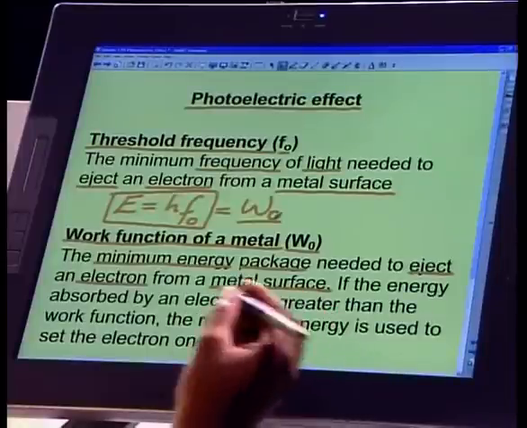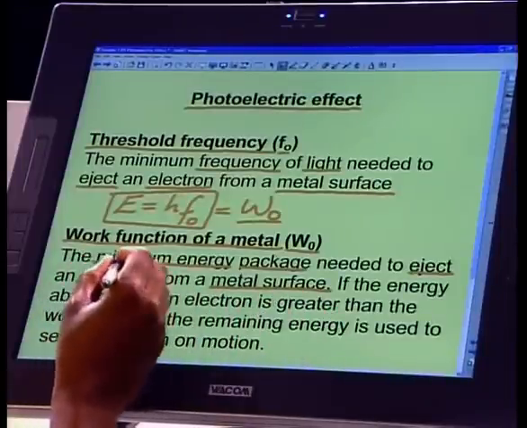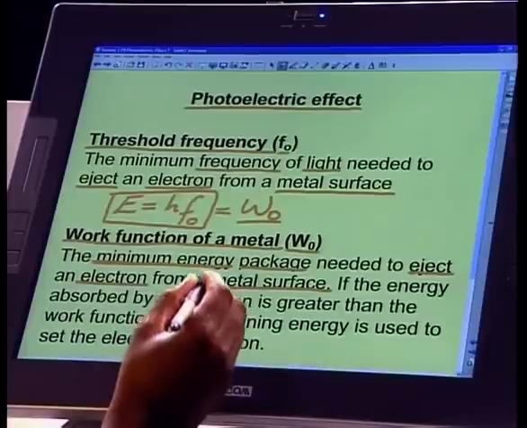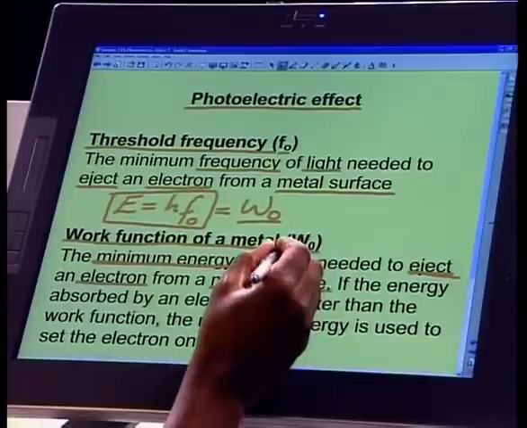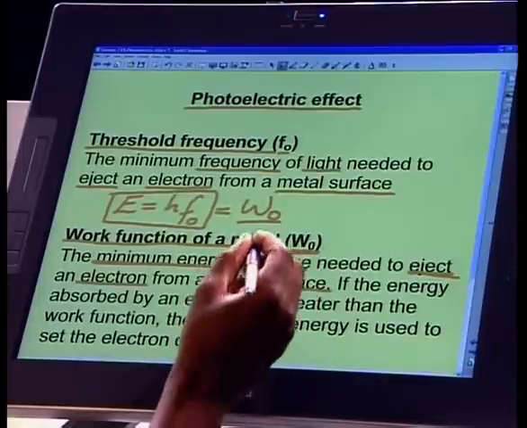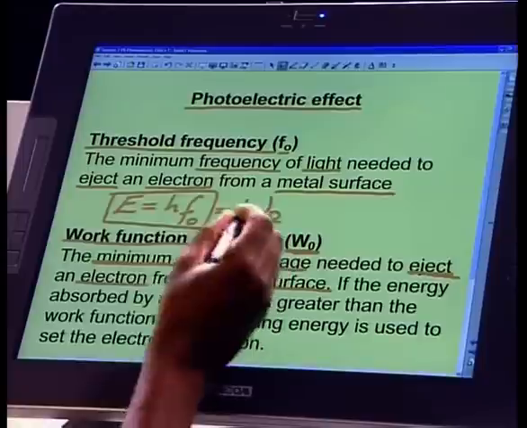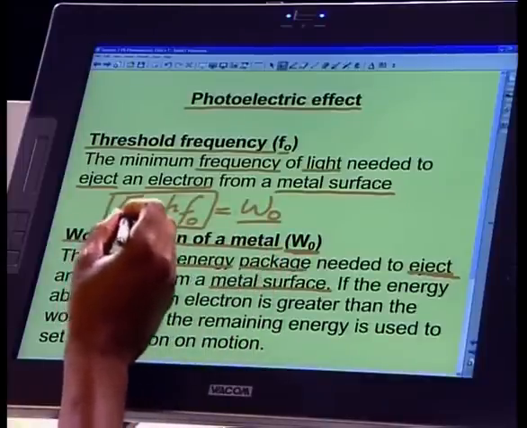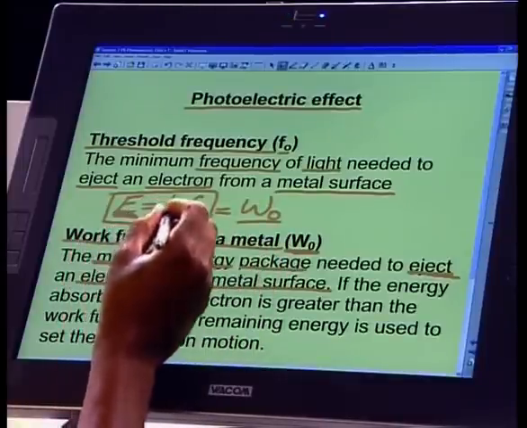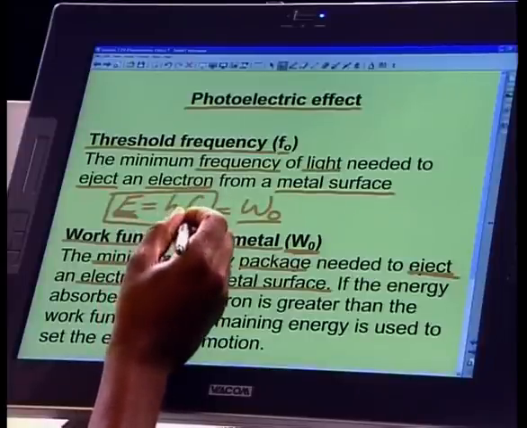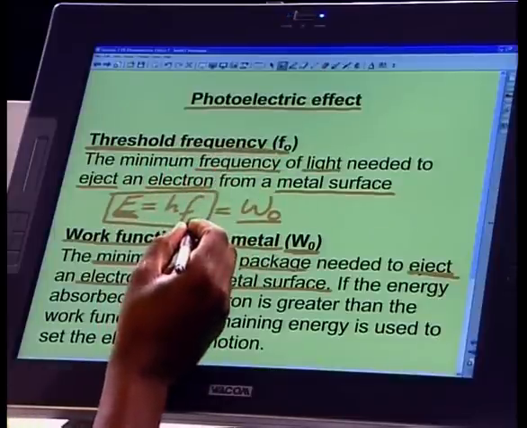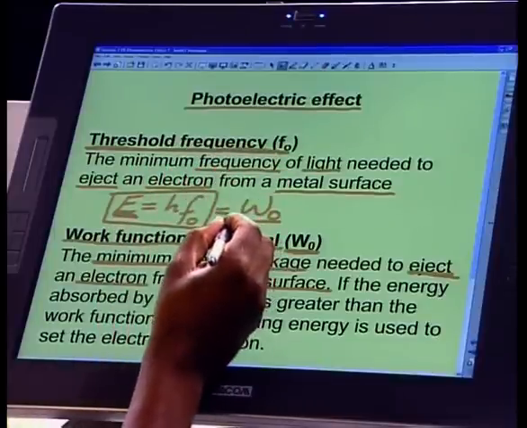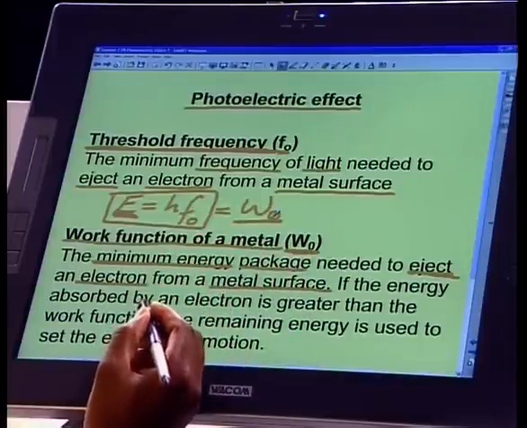Right. Now let's proceed on this one. So the minimum energy needed to eject an electron from a metal surface is called the work function. So the work function, like I have said, work is defined in terms of energy. So energy equals hf. If we make use of the threshold frequency, f0, on that equation, then we are calculating the work function for that particular metal.